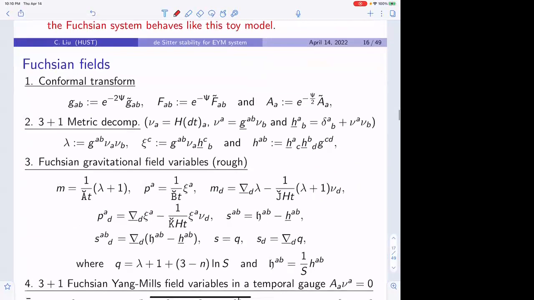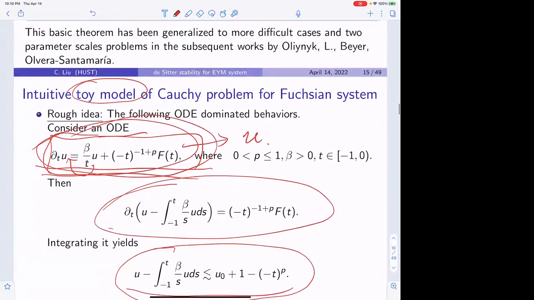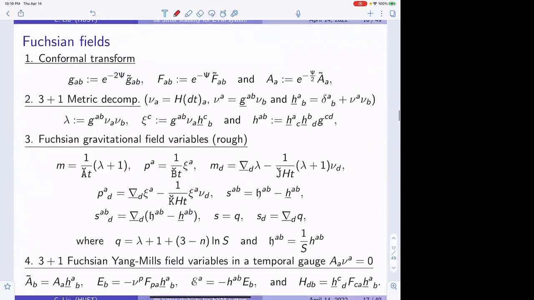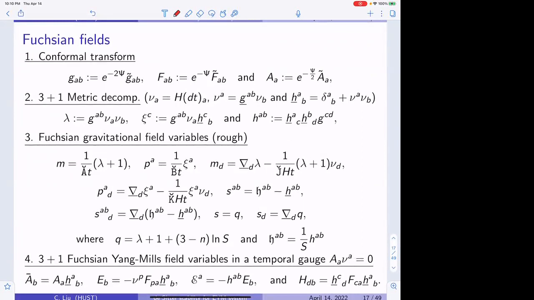Okay. Because we want to use this Fuchsian system, we have to transform the physical field to a Fuchsian field. In order to do that, we have to do a three-step transformation. The first transformation is a conformal transformation. Like I said before, we want to prove the whole thing in the conformal picture, so the first step is to do the conformal transformation like this one.